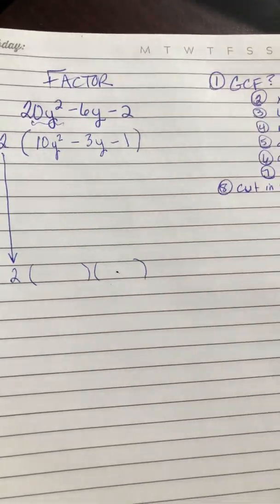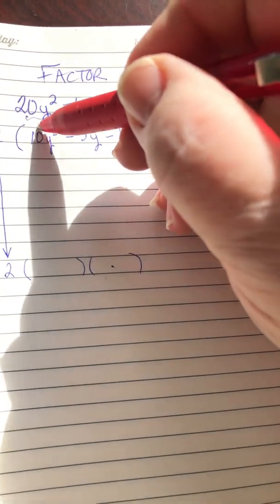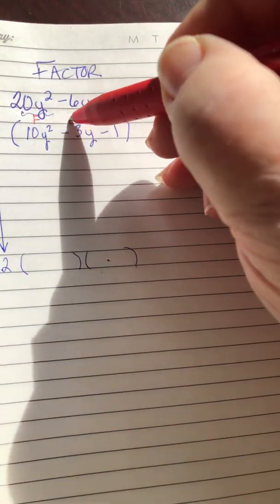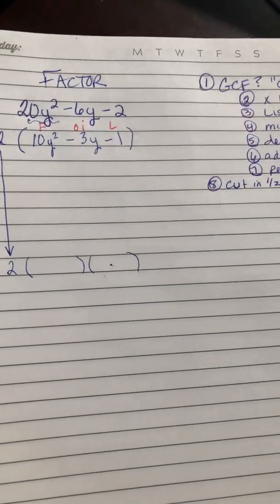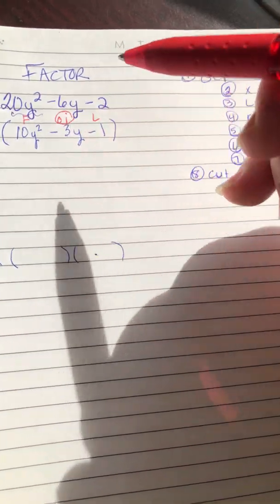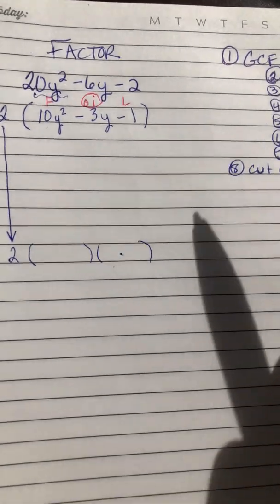So this is actually the answer to FOIL. Remember we did first, outer, inner, last? This is the answer to FOIL. And we are trying to undo the O and the I part so that we can see what made up that negative 3y, so that we can then do factor by grouping.